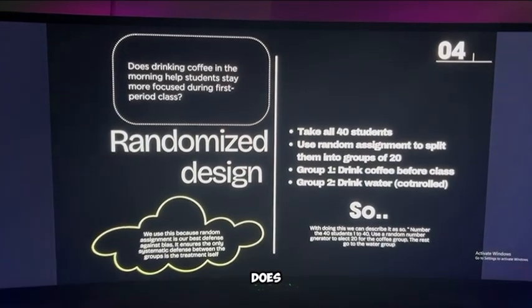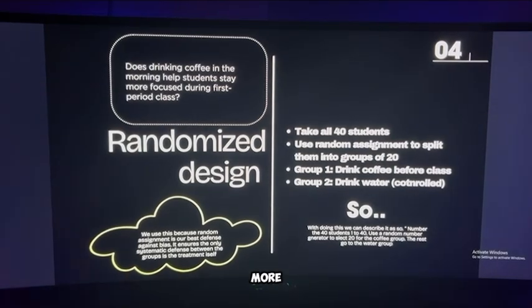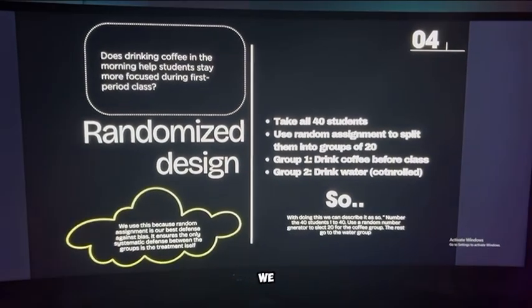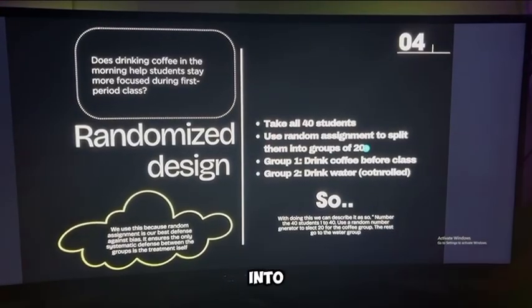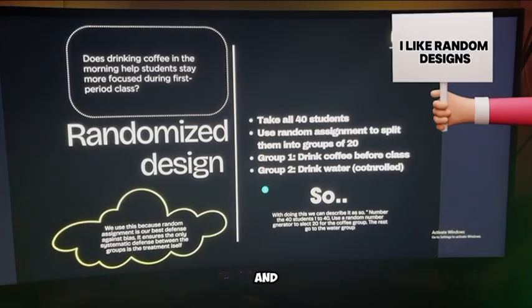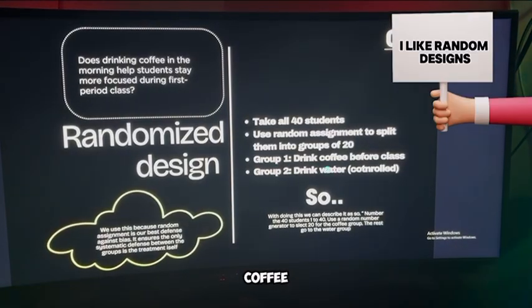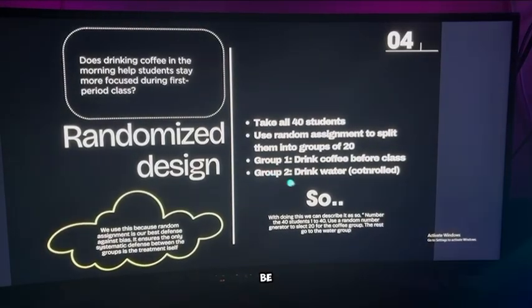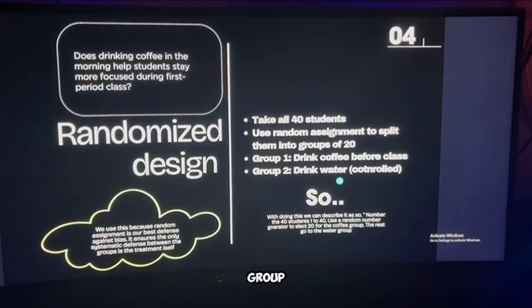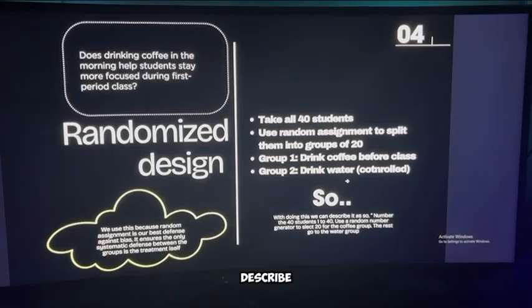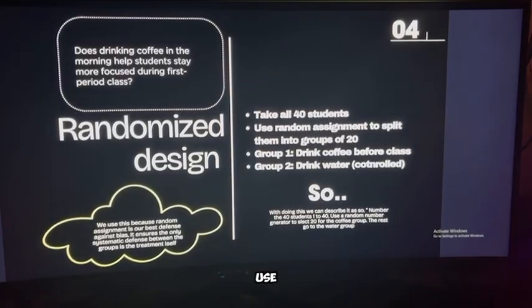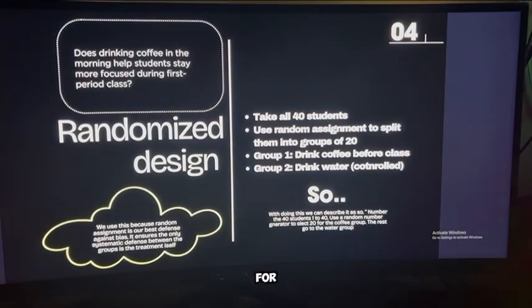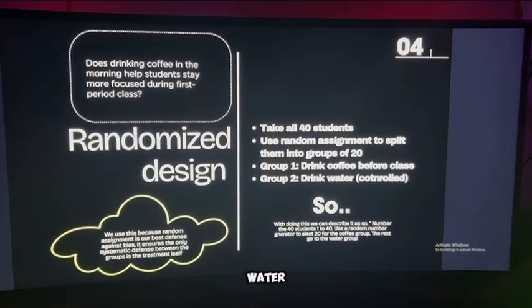So for this, does drinking coffee in the morning help students stay more focused during first period class, we would take all 40 students and use random assignment to split them into groups of 20. One group would be drinking coffee before class, and group 2 would be drinking water, which is the control group. So with this, we can describe it as so: number the 40 students 1 to 40, use a random number generator to select 20 for the coffee group, and the rest go to the water group.